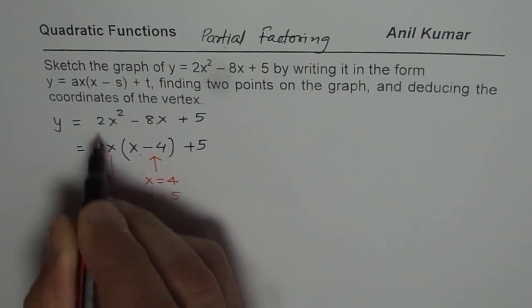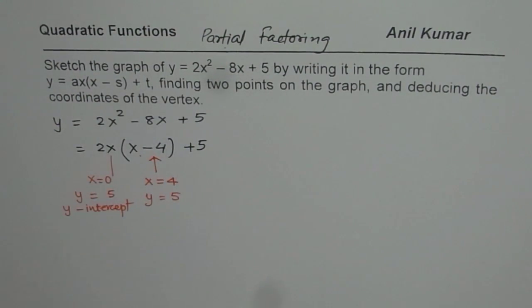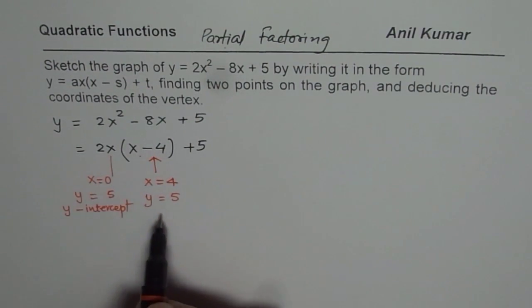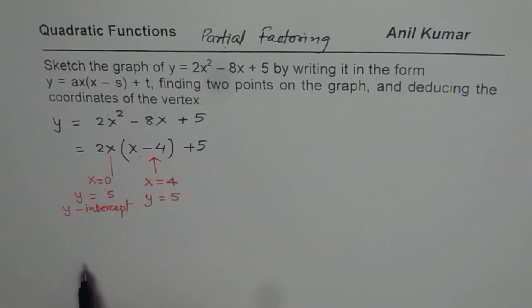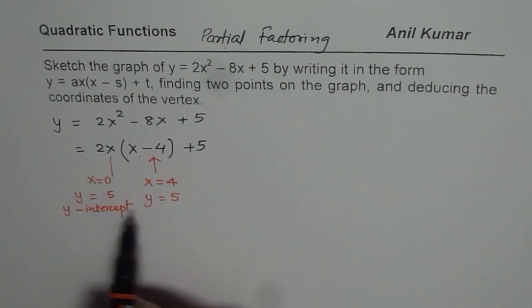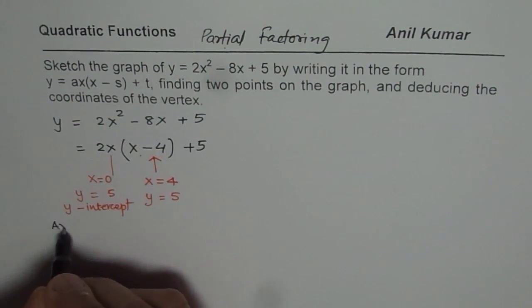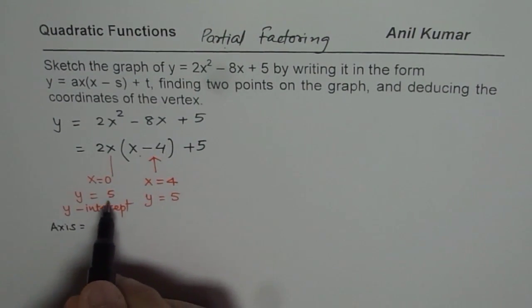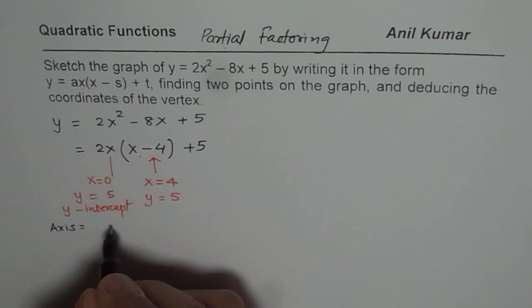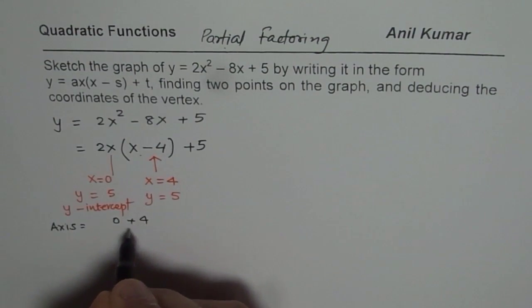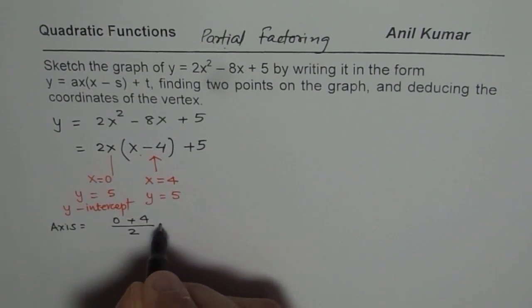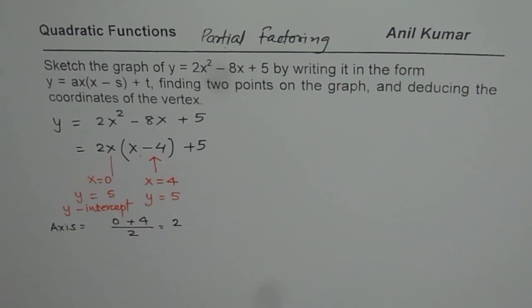So always when you partial factor, you will get one y-intercept. So we get the y-intercept and the image of the y-intercept. Do you get the idea? The center, just exactly between these two, will be our axis. Now from here, you can find out the axis. So the axis will be the mean, the average value of these two. That is 0 plus 4 divided by 2. And in this case, it is at 2.